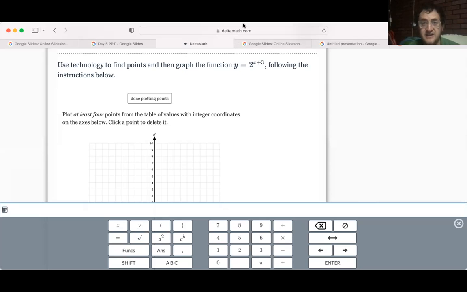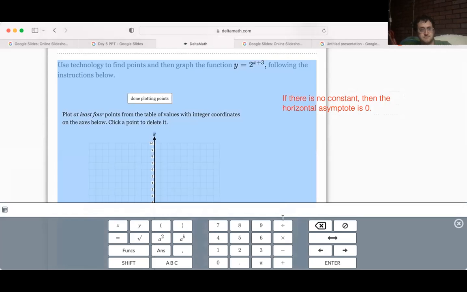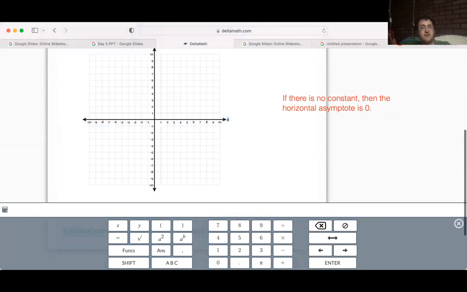This does not have a constant. So we can say if there is no constant, then the horizontal asymptote is 0. And this makes sense because when I exponentiate 2, I'm always going to get a positive number, even if my exponent is negative. And they want at least 4 points on the graph. So that's what we're going to do.